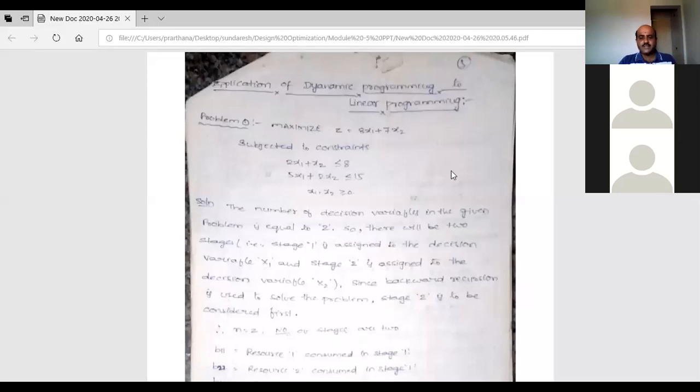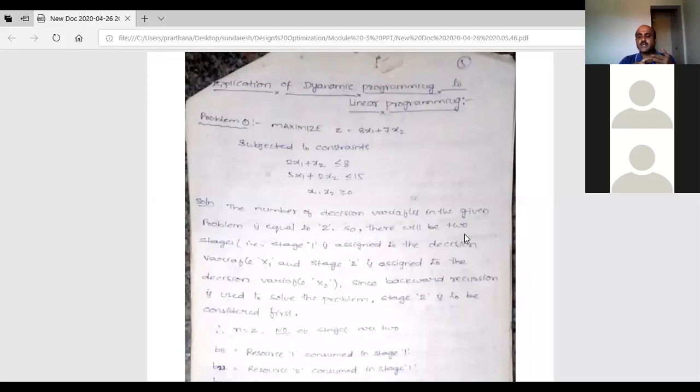The function is Z. Z is equal to 8x1 plus 7x2, which carries two variables x1 and x2. So two decision variables. Therefore, what we have to do here is, there will be two stages. When you have two decision variables, the number of stages will be 2.